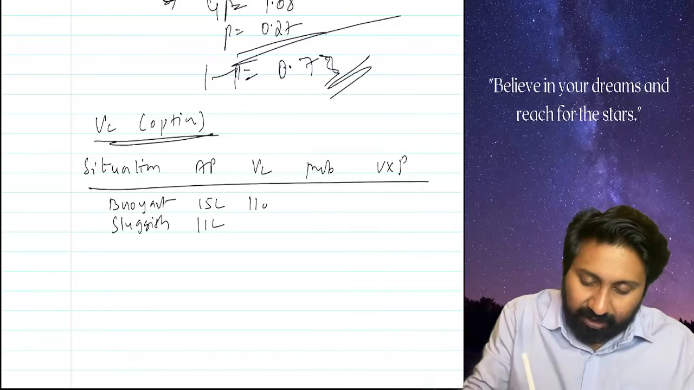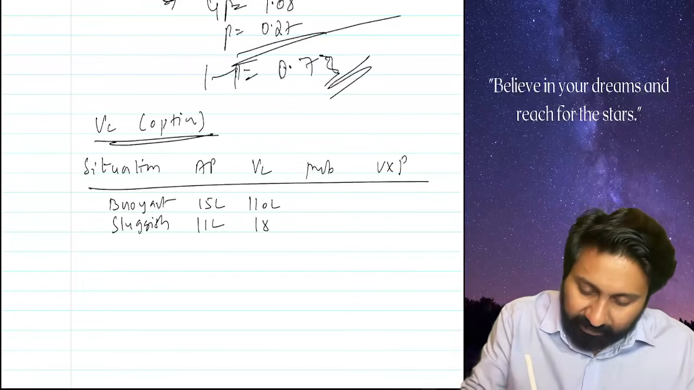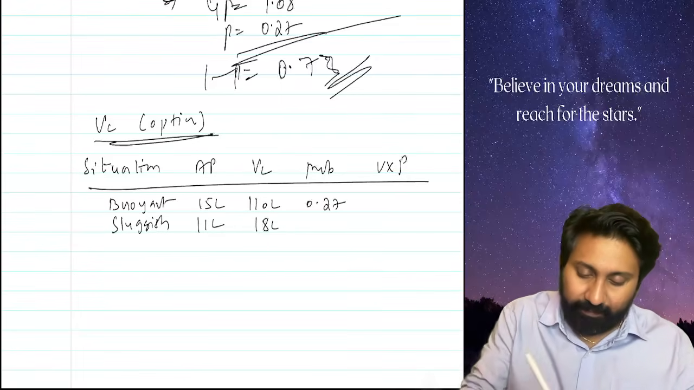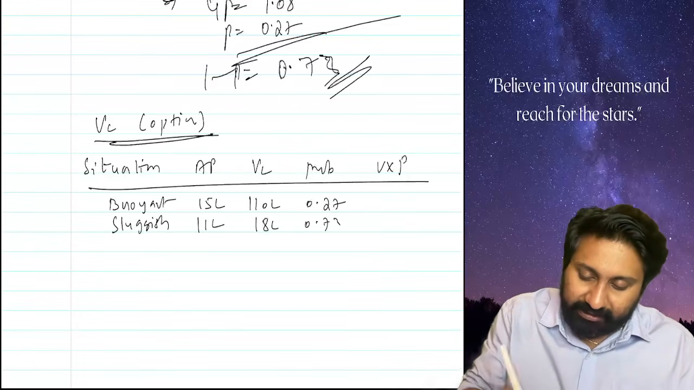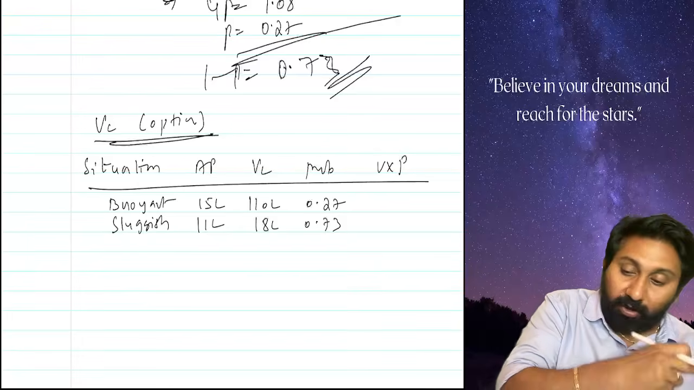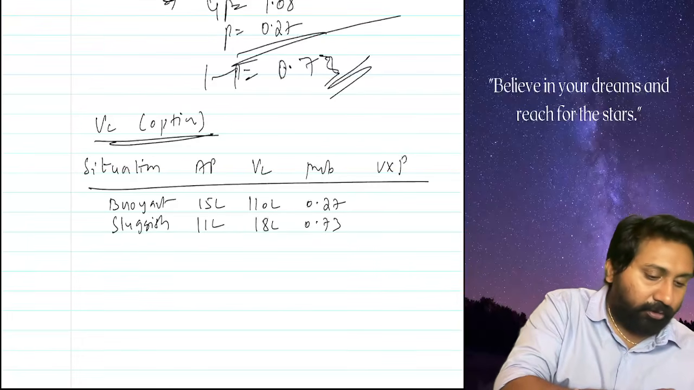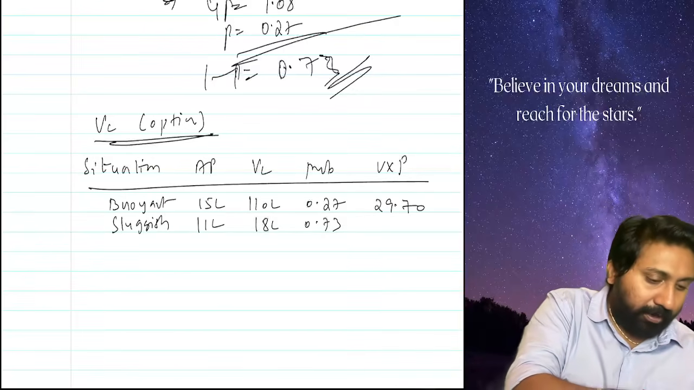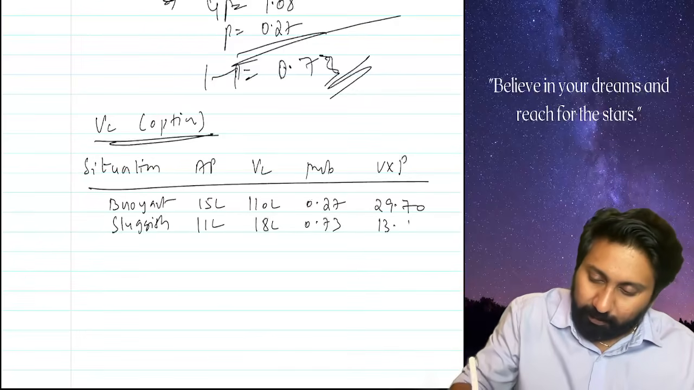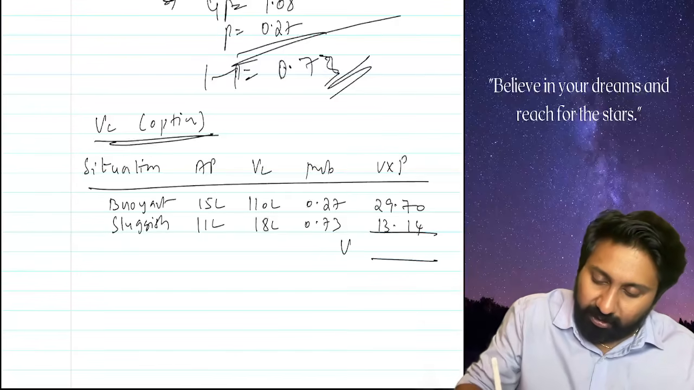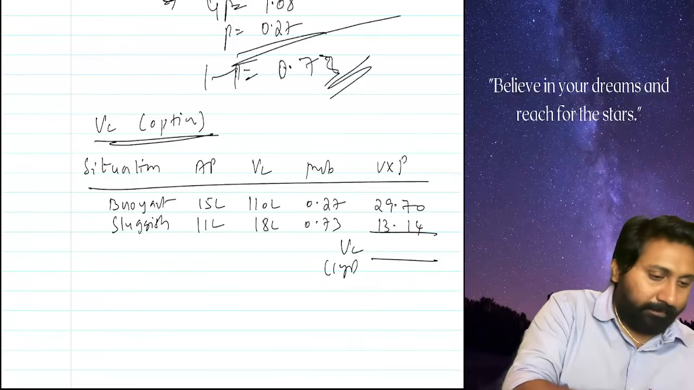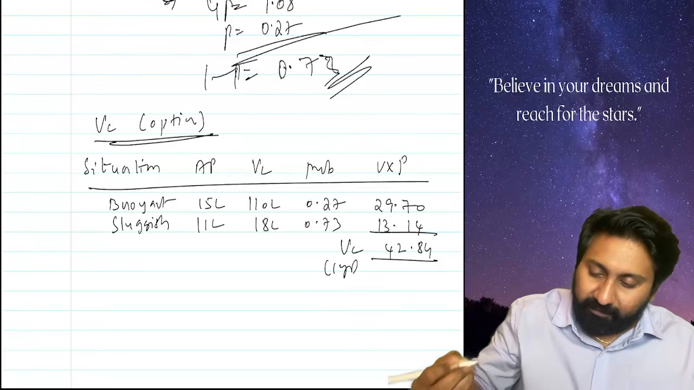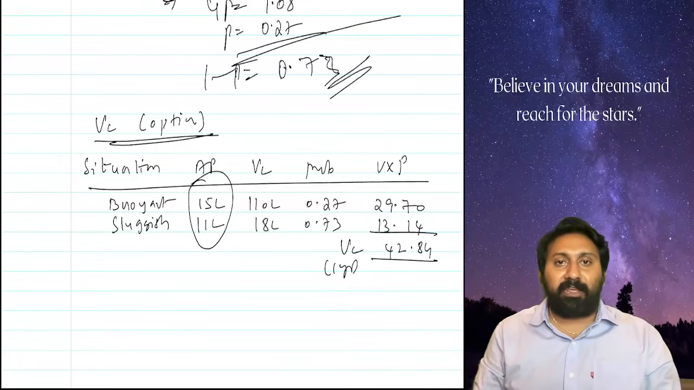If it is 15, I will get 110 lakh. If it is sluggish, I will get 18 lakhs. Now there is a probability for the higher 15, 0.27. For the lower 11, 0.73. 110 into 0.27, 29.7. 18 into 0.73, 13.14. What is the value of the land after 1 year? 13.14 plus 29.7. How much? 42.84. This is the value after 1 year.